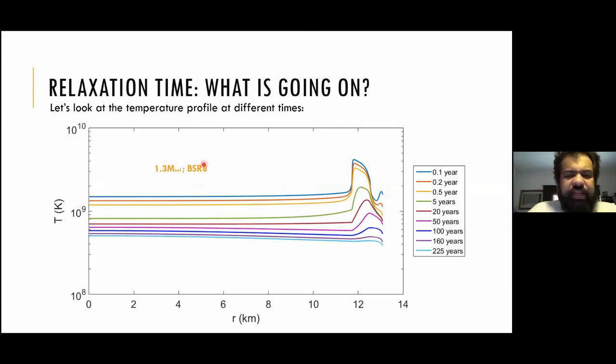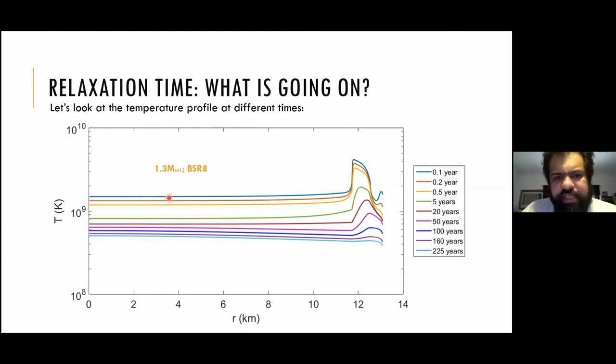Let's take BSR8, for instance. And again, I'm going to show you later for different models, we see that this is the same across the board. So let's take a low mass star. A low mass star does not have fast cooling processes. At 0.1 year, the core, which is this region here, is pretty much isothermal. Okay.